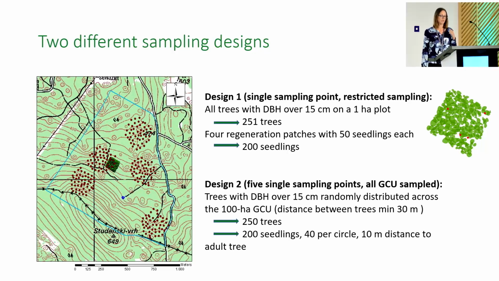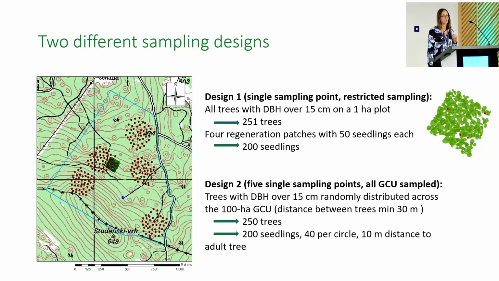Here we had two sampling designs. Design one was a single sampling point, and I'm stretching this term because actually I'm talking about 1 hectare, where we have genotyped all trees with a DBH of over 15 centimeters. There were 251 of these trees, and except for 4, they were all flowering in different years. Now on the same plot we had 4 regeneration centers among many of them, and we sampled 200 seedlings in those centers.